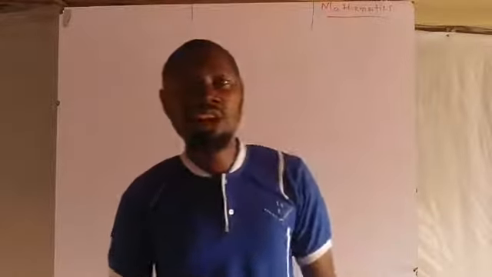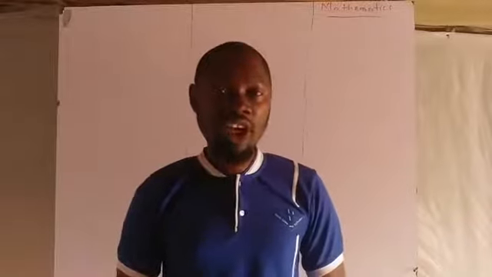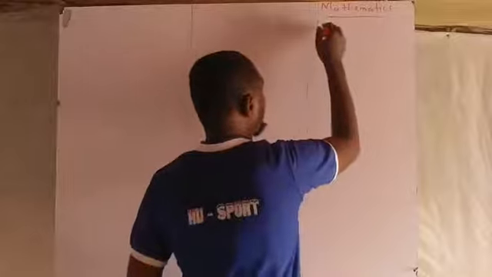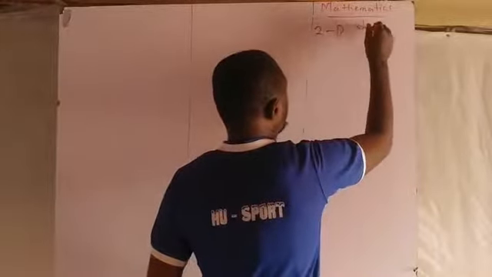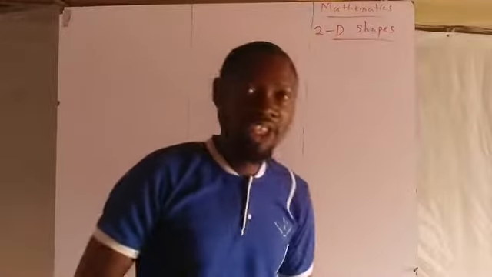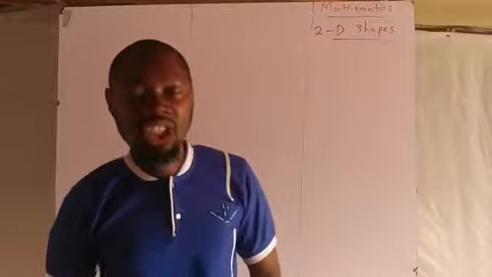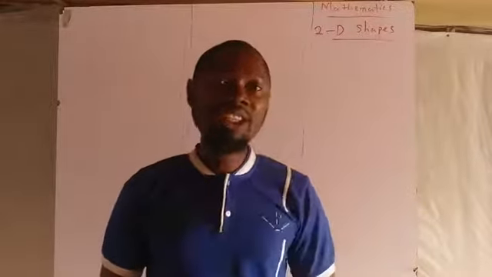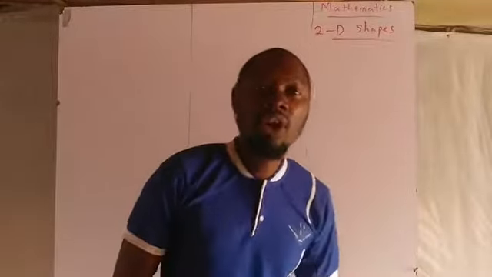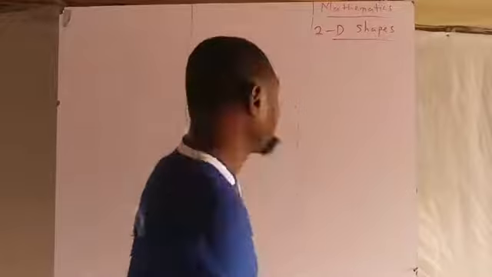Okay, let us continue our mathematics class, still on polygons. Today we want to consider 2D shapes. The D there stands for dimensional. So 2D shapes are also known as two-dimensional shapes.